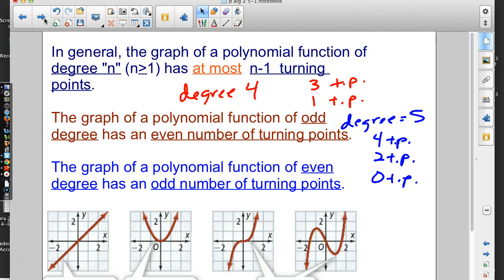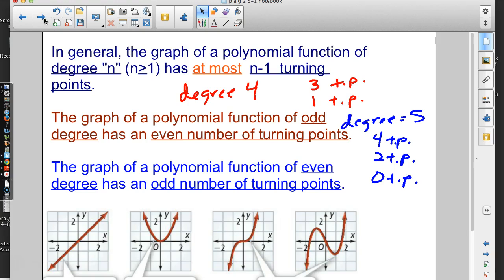It's just a nice smooth curve. It never says, hey, I was going up and now I'm going to change direction and I'm going to go down. It doesn't happen. So it is possible that we could have 0 turning points when we're talking about these. But your book is going to ask you for how many at the most. All you have to do is take the degree and subtract 1. That's all you have to do. And then you'll know how many.